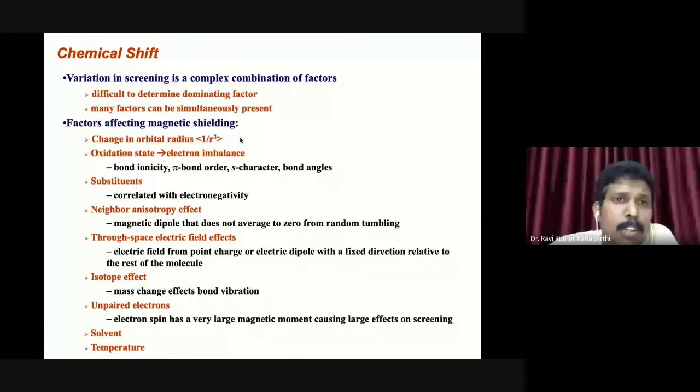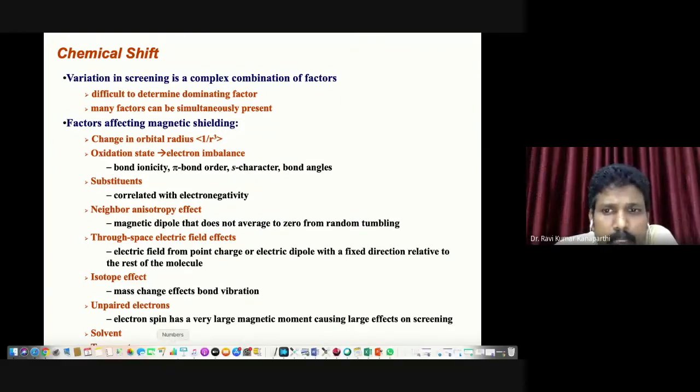In this particular slide, you can see the various parameters that influence the chemical shift values. These are the different points that I have listed here. Most of the things we have discussed are with regard to anisotropy. Electronegativity we have discussed, and a couple of other things we will discuss, like isotopic effect, unpaired electron, solvent, and temperature. All those things we will see in the next slide.